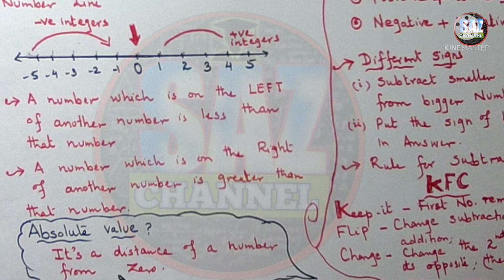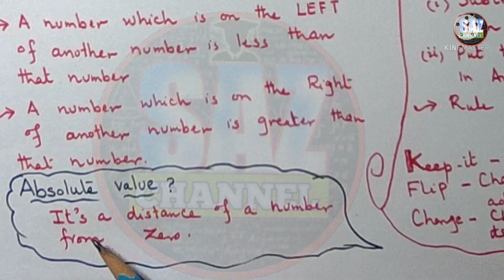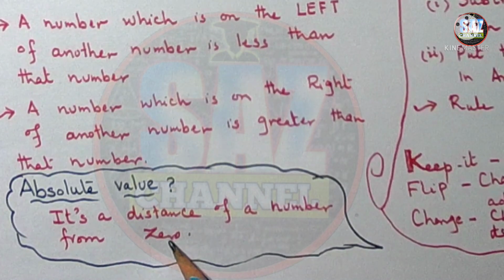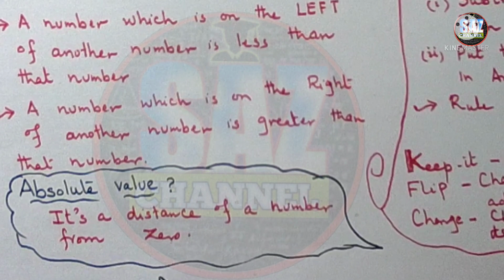And then coming to the absolute value, what is the absolute value? It's the distance of the number from 0. So the absolute value of a number is its distance from 0.